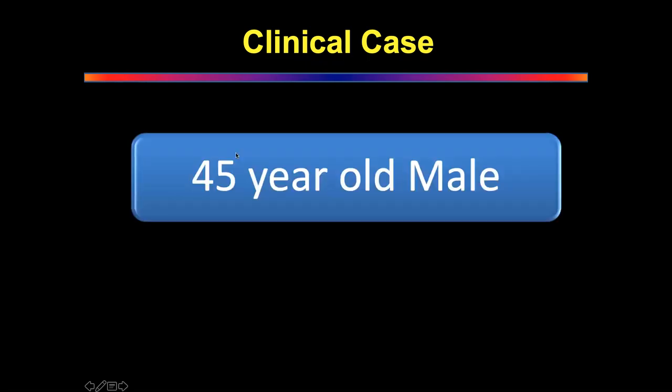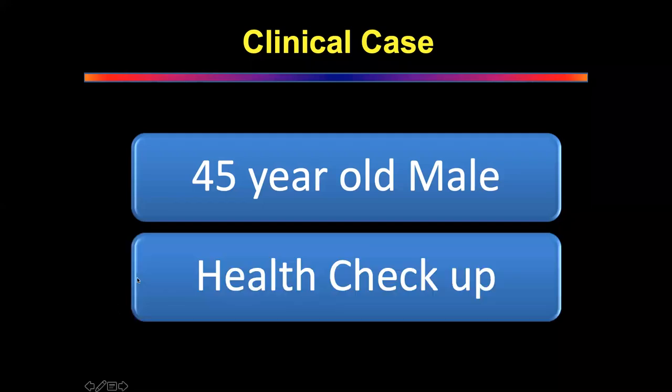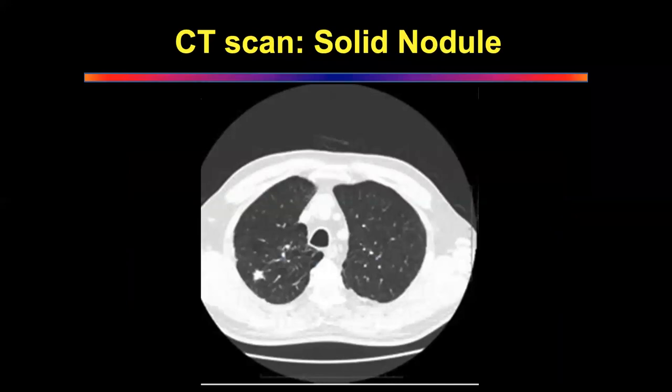Nikhil, welcome to our session on solitary pulmonary nodules. You are sitting in your clinic and the executive health checkup unit phones you and says, Dr. Nikhil, there's a 45-year-old corporate guy who has come for an executive health checkup. He got a chest x-ray which showed some lesion in the right upper lobe and then went on to have a CT scan. And so this is the CT scan. Number one, describe the CT to me.